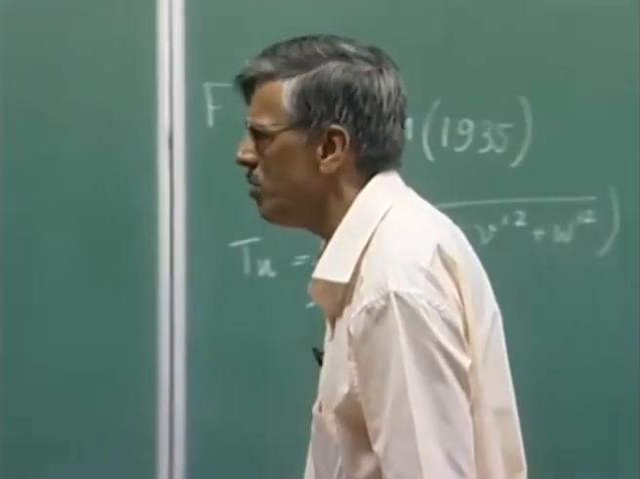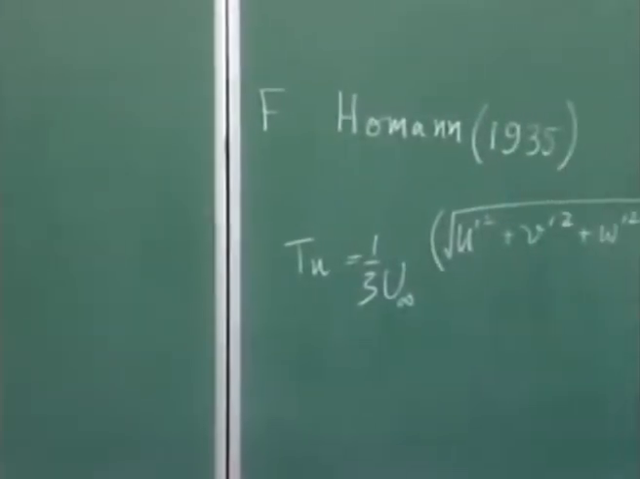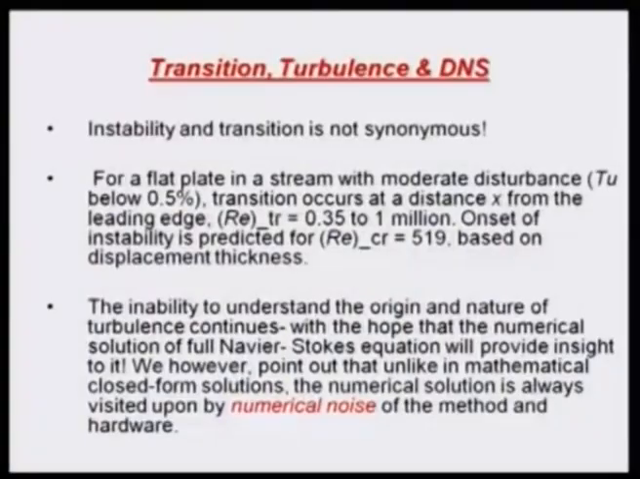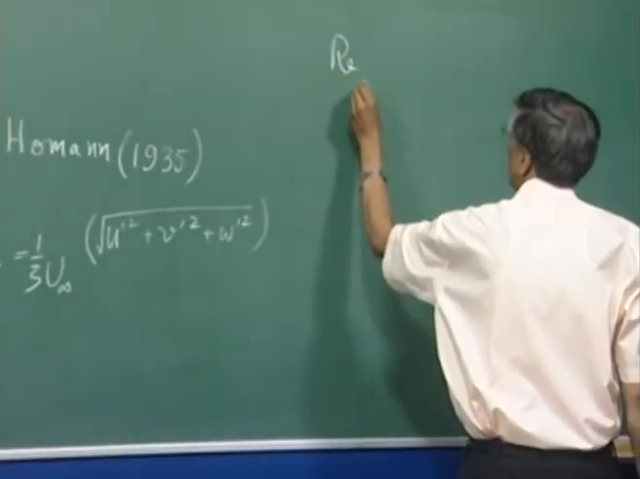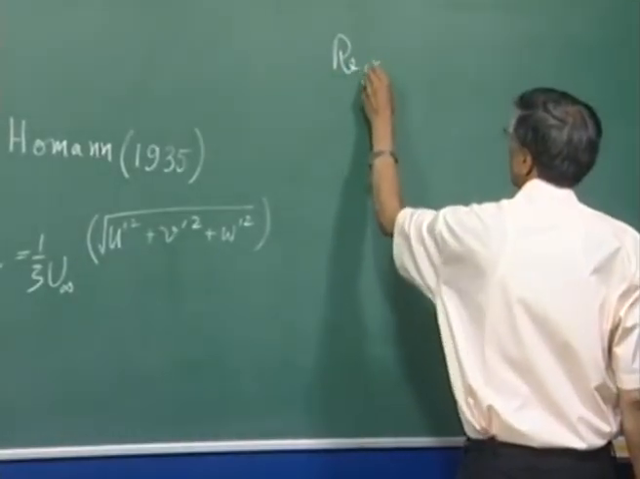Okay. So, if you keep that turbulent intensity less than 0.5%, that means 0.005 or lower, then transition occurs at a distance x from the leading edge, which is given by a Reynolds number of about 350,000 to 1,000,000. Whereas, onset of instability is predicted at a Re critical of 519 based on displacement thickness. See, this value is rather critical. So, basically the Re critical that we are talking about is based on displacement thickness.